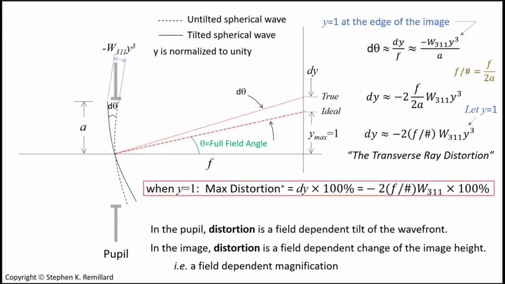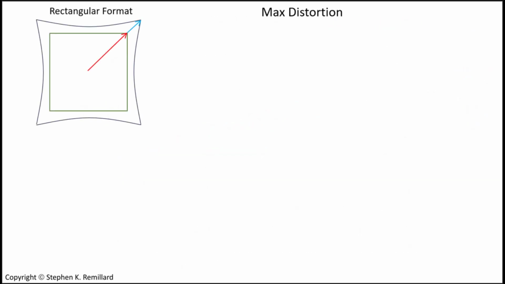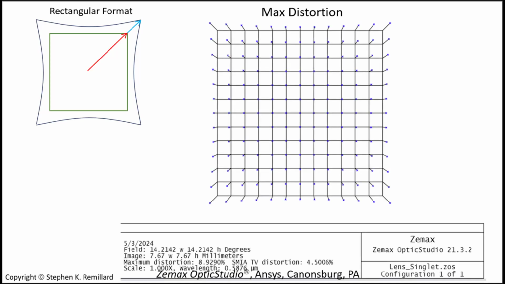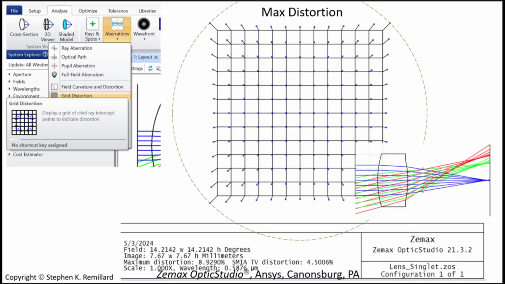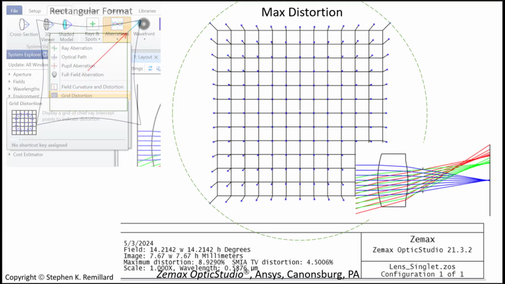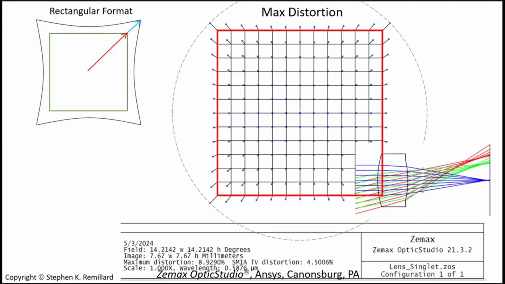The maximum distortion refers to the distortion where y equals 1. So I'll use this expression to find the maximum distortion. To measure the percent distortion, I'll superimpose the pincushion outline on a hypothetical square image sensor. Here I asked OpticStudio to make a grid distortion plot of a thick biconvex singlet with an aperture stop in the back. A perfect square grid is imaged through the lens. A little vector arrow shows the displacement of each crossing point on the grid.